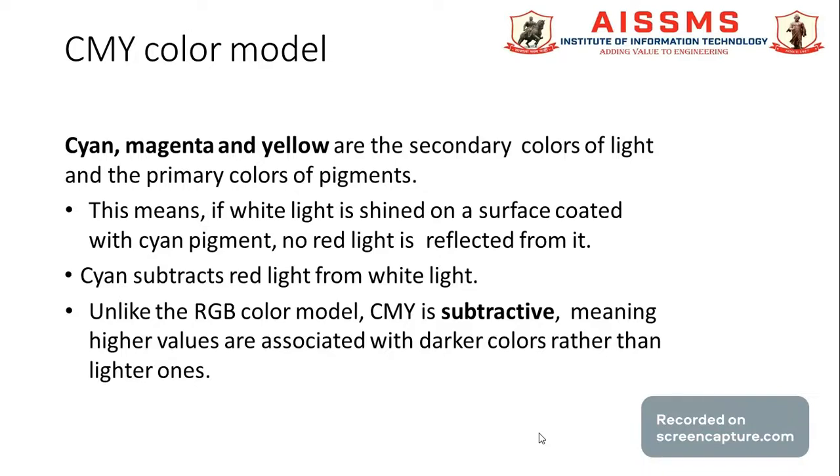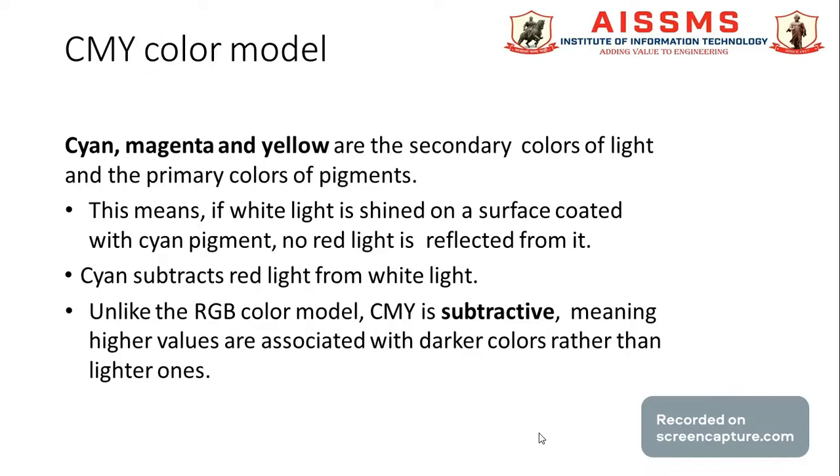The name CMY is nothing but cyan, magenta and yellow color. These are the secondary colors of light and the primary colors of pigment. CMY stands for cyan, magenta, yellow, and it is used for hard copy devices. In contrast to color on the monitor, the color in printing acts as subtractive and not additive.